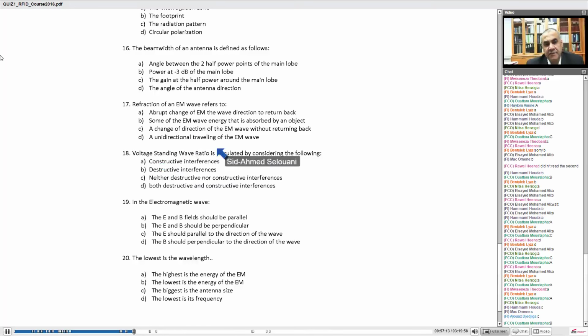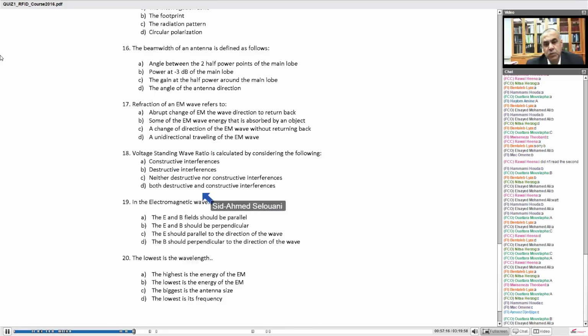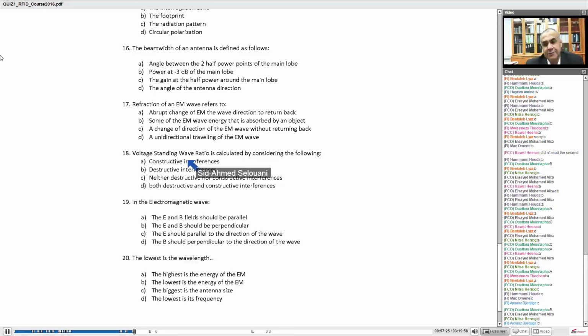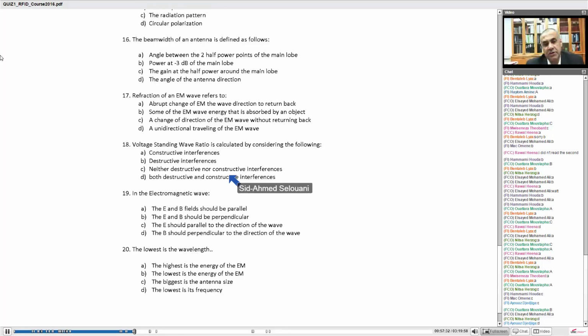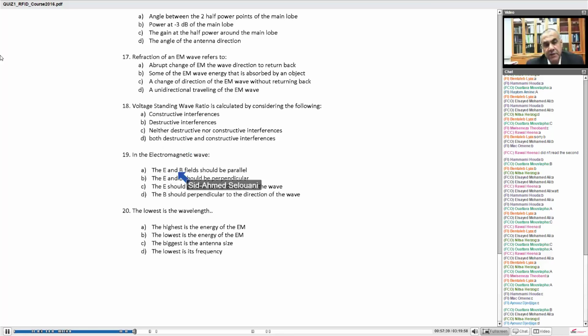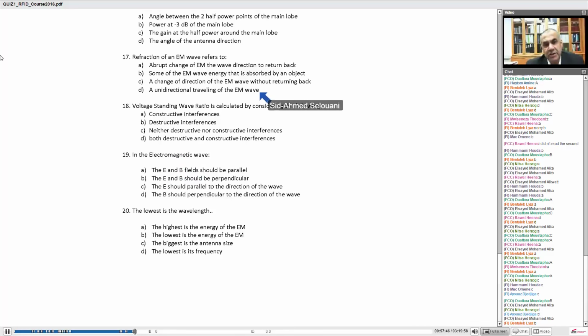Voltage standing wave ratio is calculated by considering the following. So for this, yes, D. We use the two interferences to calculate the VSWR. Okay, so D for that.